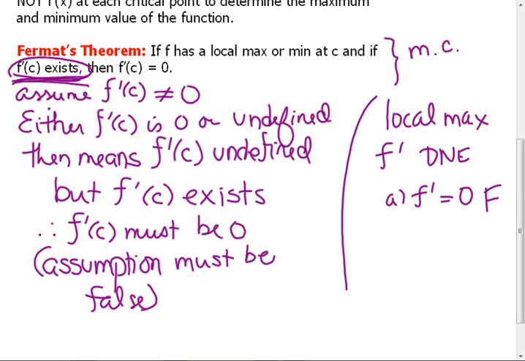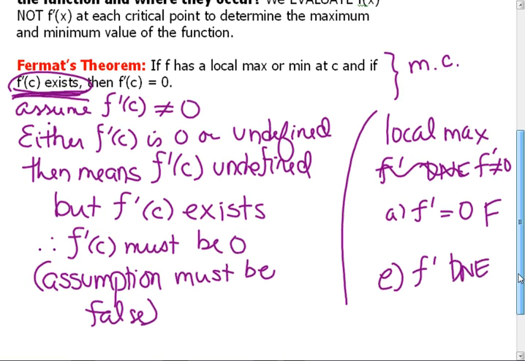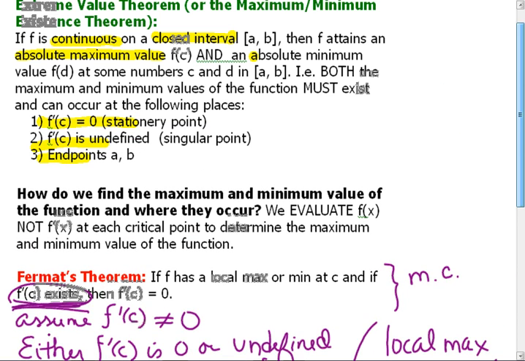They might say f prime is not 0. There's a lot of ways to say it. In fact, I think that's what it was. They said you have a local max, and they said f prime is not 0. So what's the only thing that's true? Then f prime does not exist, because it's one or the other. And I remember the problem. So that's Fermat's theorem. And then what do we have left?